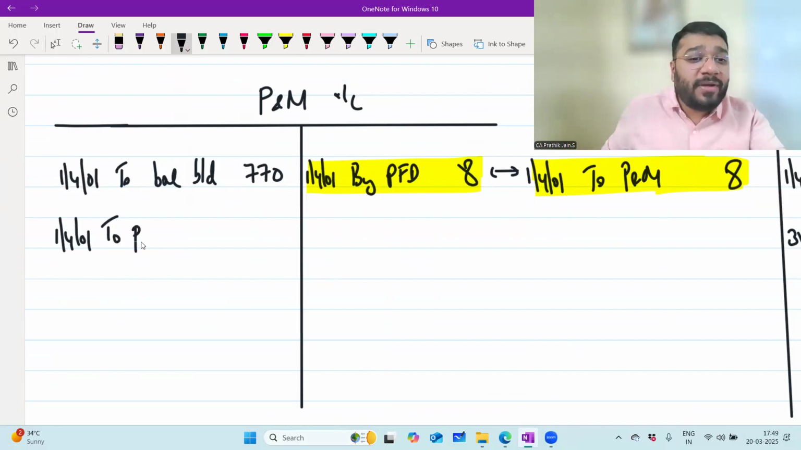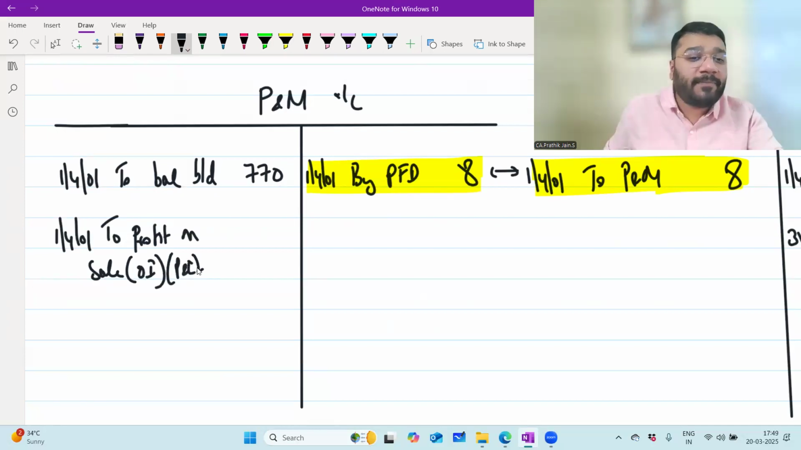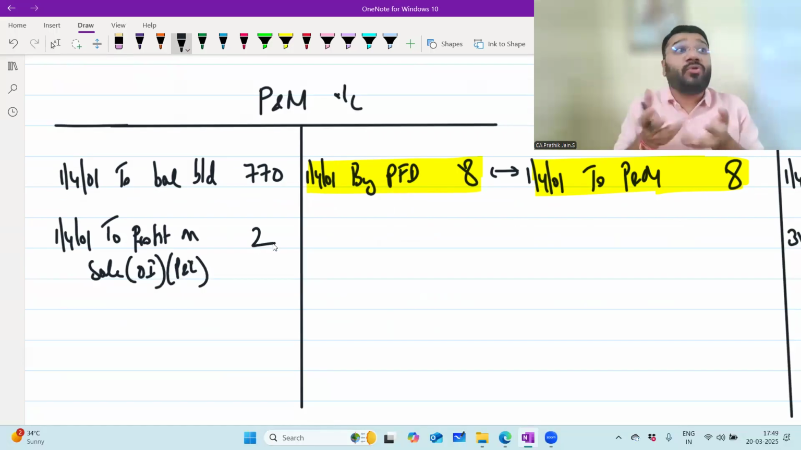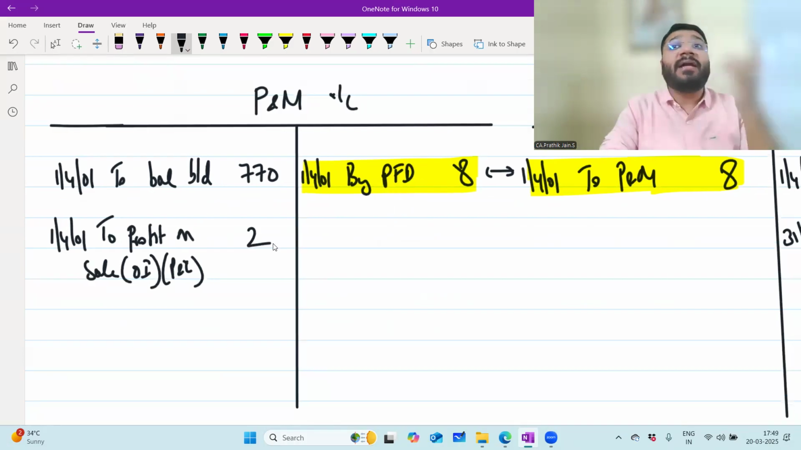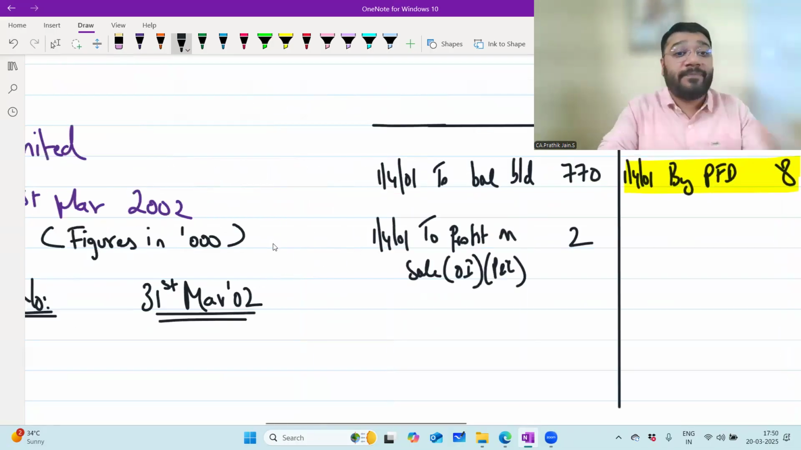So 2 profit on sale of asset. Other income you say, or P&L you say, whatever you want to say. How much? 2. Only 2 you write. Next statement, don't write 2,000 income. Everything is in thousands, so leave that 0. Entry 2 done. Entry 3.